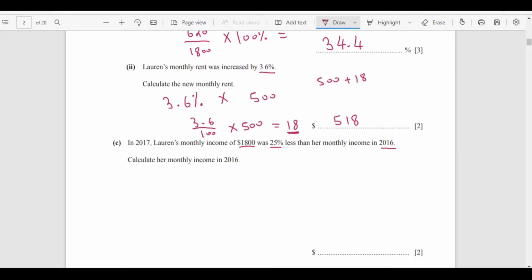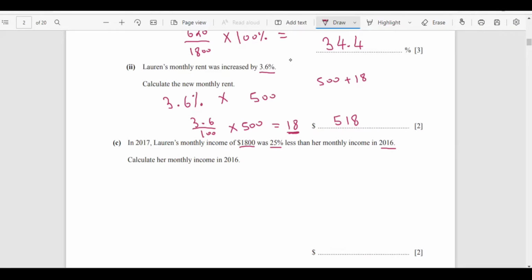No, Turhan, this is what anyone would have answered, but that is not the correct answer. Okay, yes, Salim, your answer is correct. Very good. Okay, I'm just waiting for Rania's response, then I'll do this question. It's okay, Turhan, because I was already expecting this from everyone. This is how anyone would have done it. All right. Now, what is the question? It says, in 2017, Lauren's monthly income of $1,800 was 25% less than her monthly income in 2016.